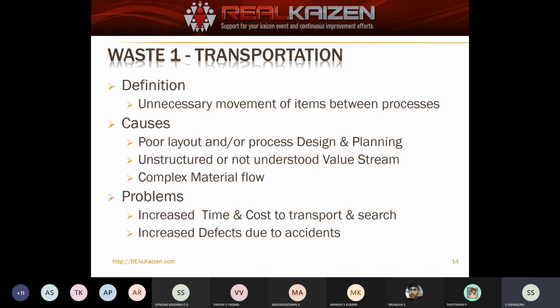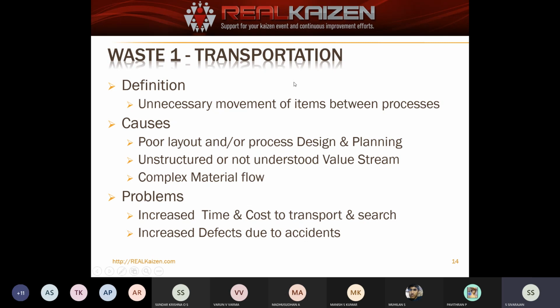Quickly we go through. Whenever you want to produce a component, many components will be made out of several parts. Finally, we have to assemble them, and before assembly, we have to move the material from one machine to another. That is called transportation. Here we have to be very careful. The unnecessary movement should be reduced. If there is unnecessary movement, that is going to be wastage.